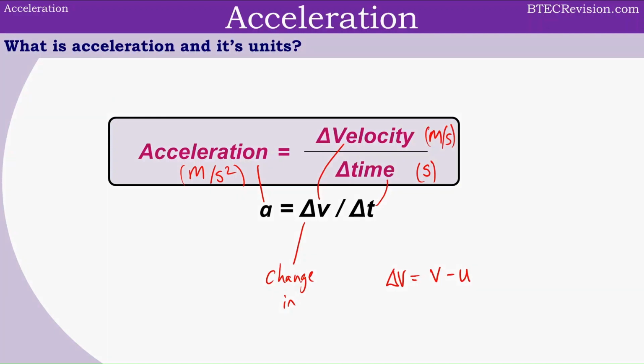For example, let's take a car at rest. That's going to be its starting velocity, or u. And let's say that's 0 because it's at rest. And it starts moving and reaches a final velocity of 10 meters per second. That's going to be our v value. That's 10 meters per second. So our change in velocity, delta v, equals 10 take away 0, which is 10 meters per second.